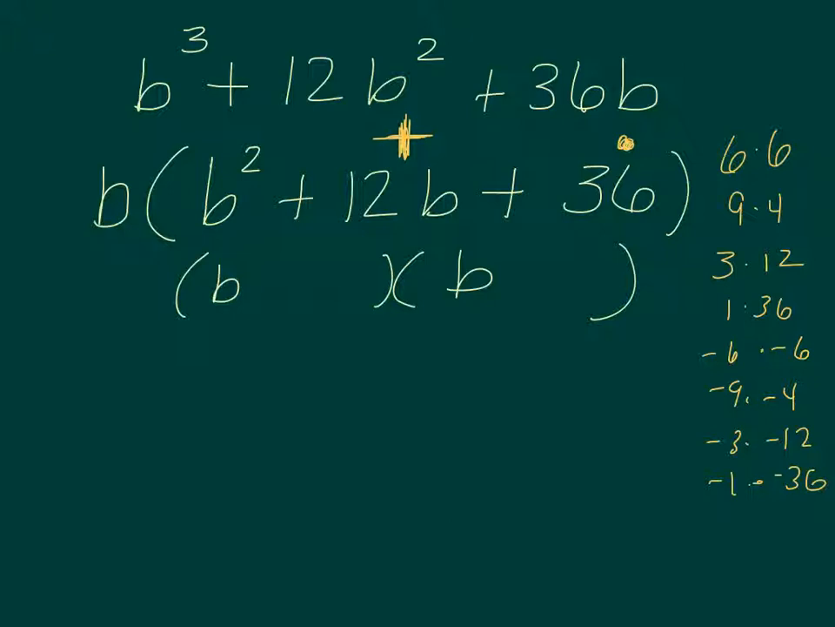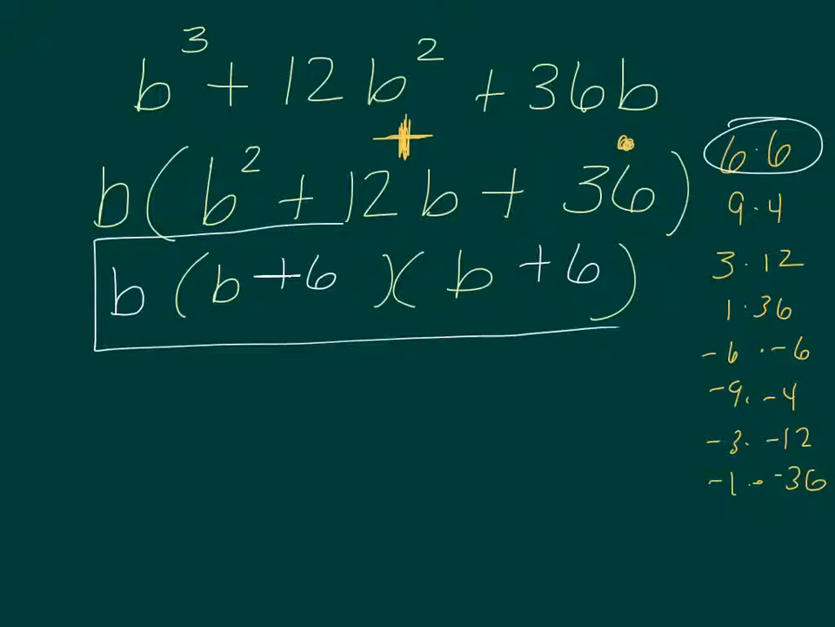All right, what's 6 plus 6? 12. We got it right off the bat. 6 plus 6. So that means this is going to be b plus 6 and b plus 6, because it's a positive 6 and a positive 6. We can't forget our b here on the outside, so this happens to be the full factored form.